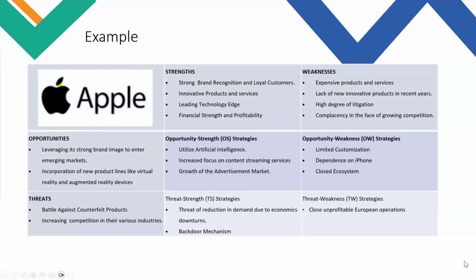Then one of the threats is you've got to guard against counterfeit products. You've got to look at increasing competition in various industries. Everybody else started coming up with smartphones and what have you. And their strengths were strong brand recognition and loyal customers, innovative products and services. Of course, they had the leading technology edge, financial strength, and profitability. So their opportunities were to use now artificial intelligence, increased focus on content streaming services. I mean, everything now moves at a much faster pace than it used to.